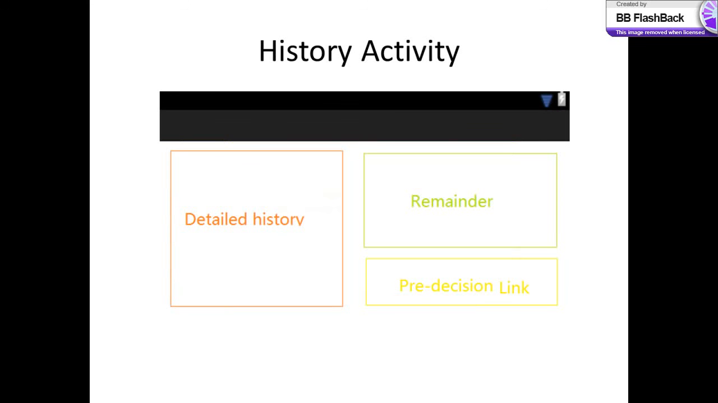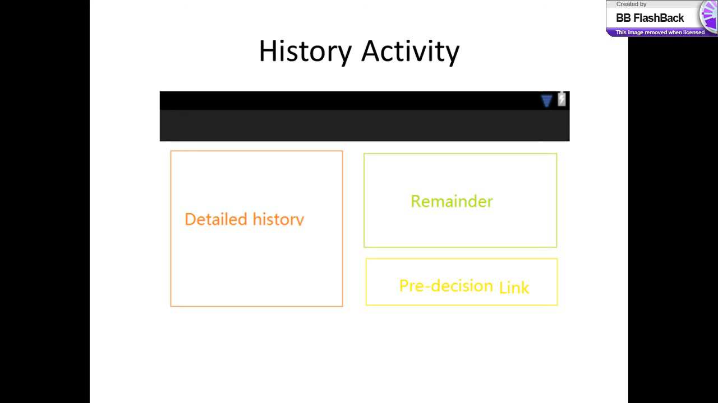Here is our history activity. There are three parts. The first one is the red one, the detailed history. It shows all the details of the whole activity. Then there is the reminder. The reminder is used to remind the user which part should be considered or which victim has not been considered. And then we have a pre-decision link to the pre-decision activity.